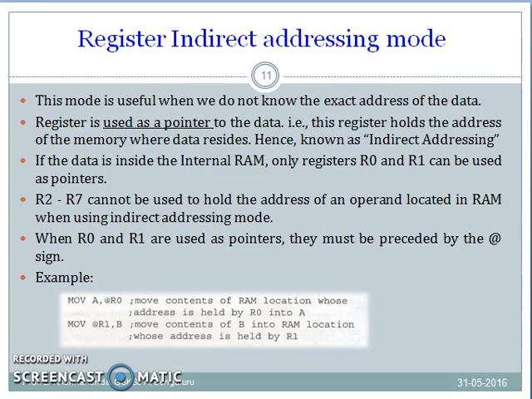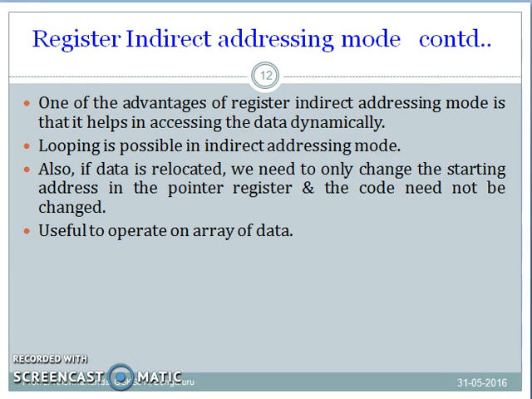The syntax would be like MOV A, @R0. The @ symbol is used to indicate indirect addressing. That means R0 holds the address of a memory location, and from that location you copy the content into the A register. MOV A, @R0, like that. Register indirect is very useful to allocate memory dynamically, as well as to operate on looping instructions. Similarly, if the data is relocated, we have to change only the starting address so that the total code need not be modified again and again.